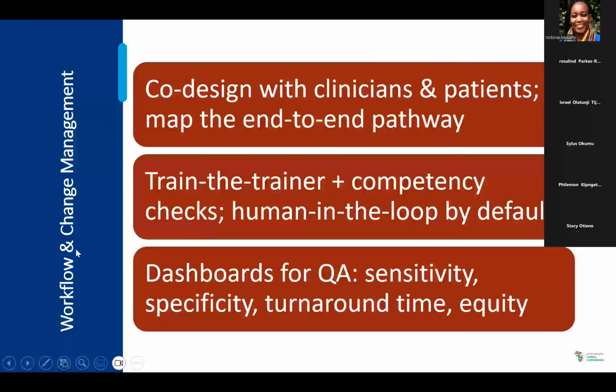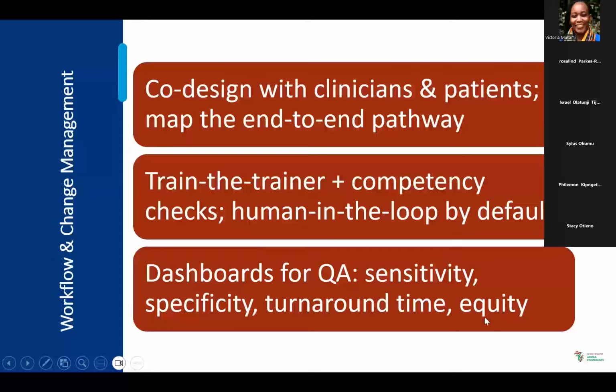So, how do you work with the clinicians? How do you change management? Well, it's important that you co-design these things with the clinicians in the first place, mapping the pathway from end to end. The clinicians and the patients need to be involved all the way along the way. You need to do training of trainers, competence checks, and always have a human in the loop. And then you need to monitor. You need dashboards that help easy monitoring of the tool. Is the tool still working? Is it still doing what it's meant to be? Are the sensitivity and specificity dropping off? What's it doing to the turnaround time?